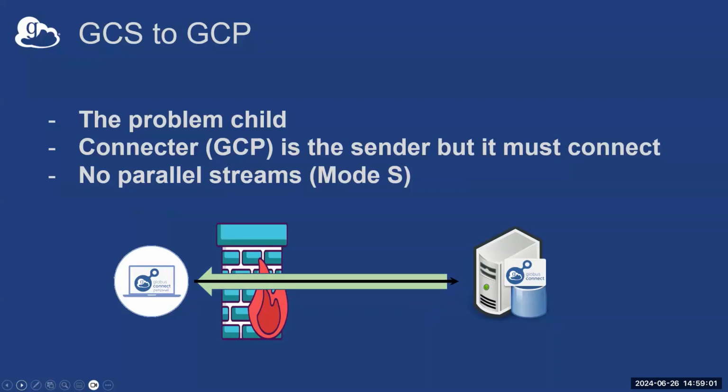The downside here is that it can't use Mode E, it can't use parallel streams. We use just Mode S, which is simply unframed TCP connection, and there can be a little bit of overhead on checking it. It's not going to be quite as fast. So in this case, if you expect to be receiving a lot of data and you can use GCS, it's probably going to be a better option for you.